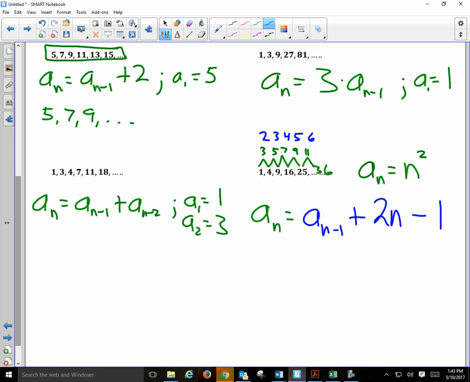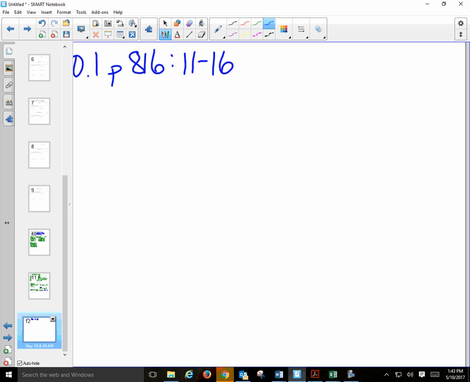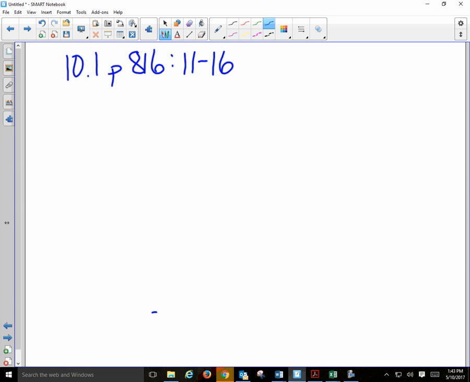Now, that's one example for a recursive definition. Now, I'm not going to give you guys problems like that, but I just want you to understand the difference between an explicit sequence rule and a recursive rule. You can get your assignment done in class. It's super easy. It's super quick.